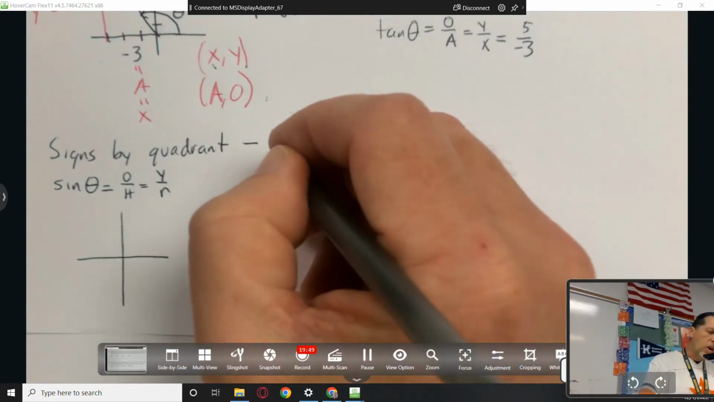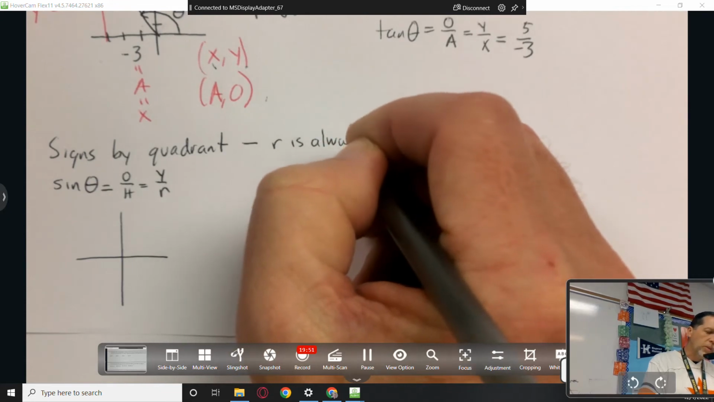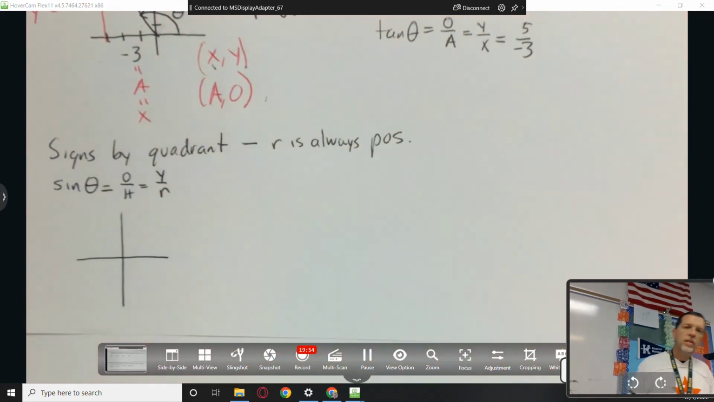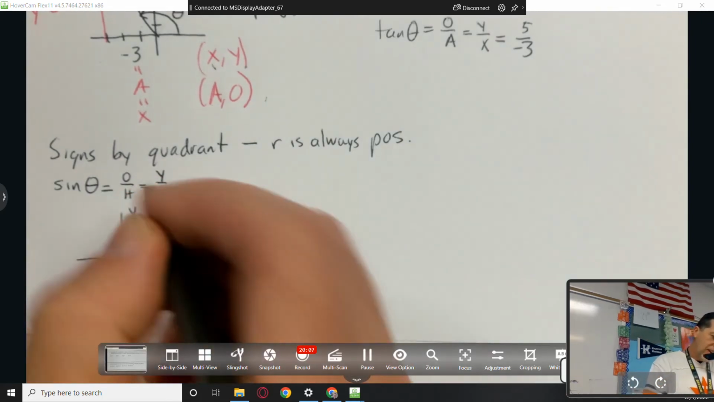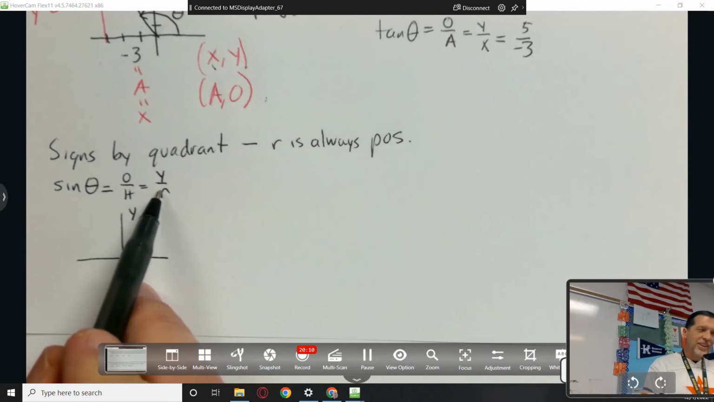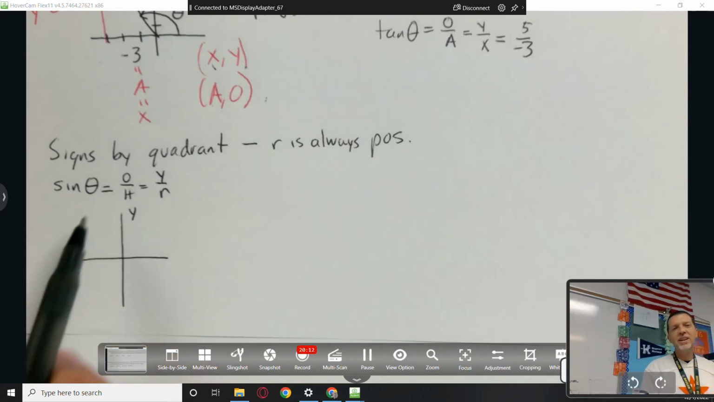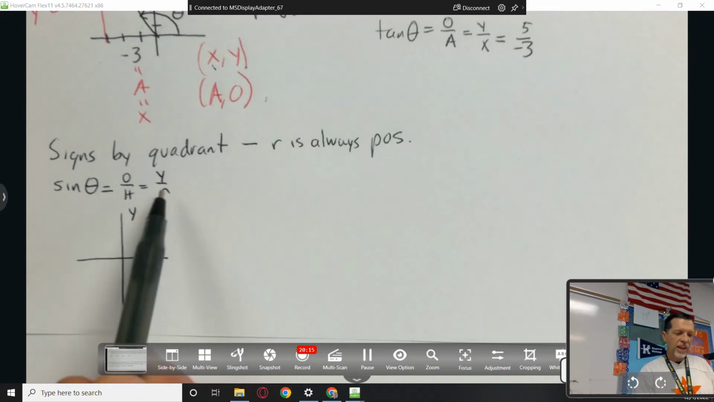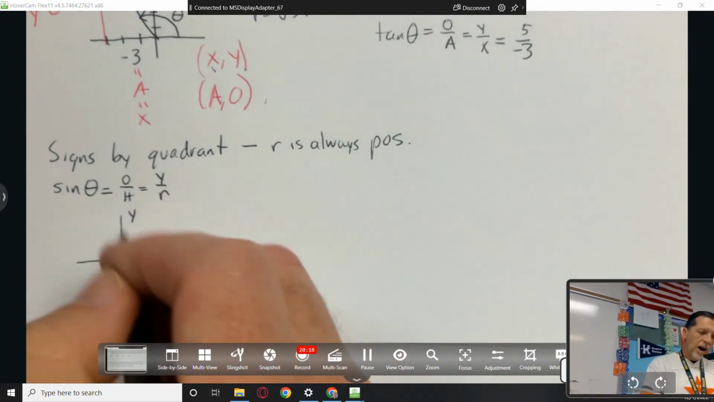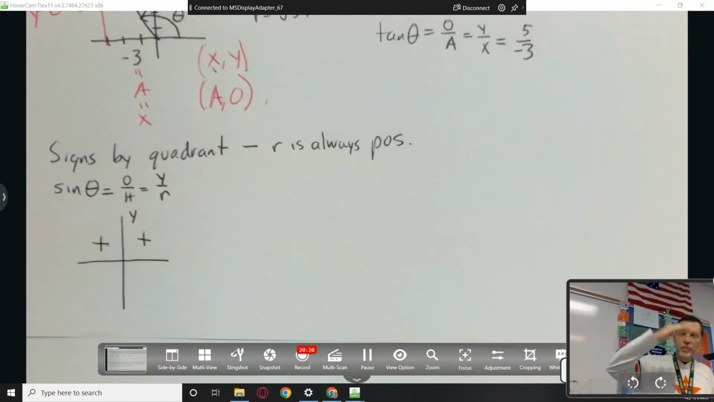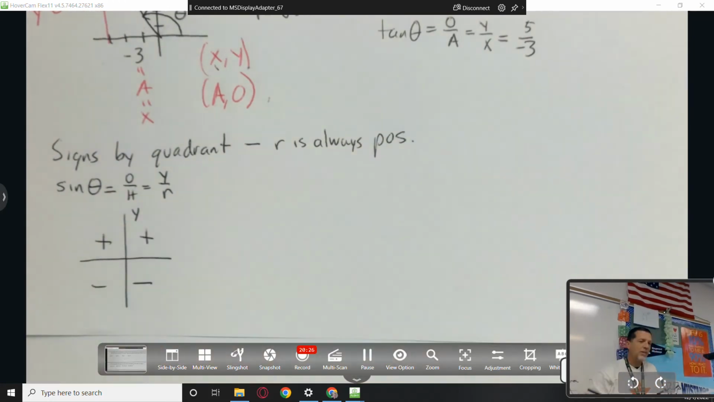This is important. R is always positive. Our hypotenuse is always positive. That'll change midway through next semester, but we're not worried about that right now. R is always positive. So if R is always positive, then the sign of sine, whether sine of theta is positive or negative, depends on the y. Well, y is positive on the up stuff and negative on the down stuff, right? Because y is an up and down thing.